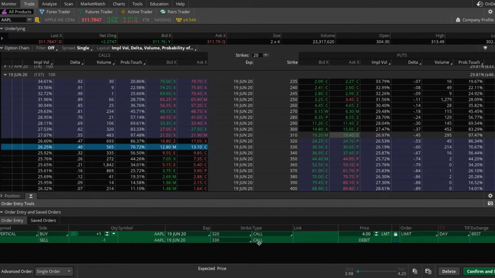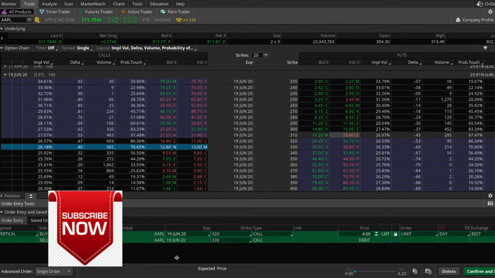At this point, just to recap, we're buying one lot or 100 shares. The strike on that is 320. And then we're selling the 330. We have an out-of-pocket cost of $4. We hit the confirm and send, and off it goes into the world of option trades where it will be executed. That's it for now.